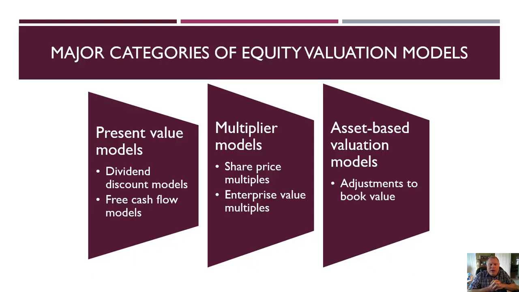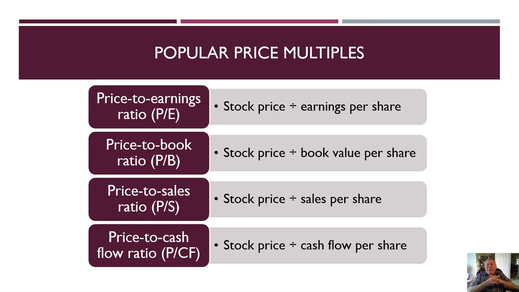We talked about the major categories of equity valuation models, and in part 1, we talked about present value models. In this section, we're going to talk about multiplier models and asset-based valuation models. Some of the popular price multiples that we can use to determine value are price to earnings, the PE ratio. That is probably the most common one. It does depend on the industry in which you're doing business. It can be price to book, price to sales, price to cash flow. That's an interesting one. It's sort of a blend of earnings, but also taking into account the quality of the financial statements, and the real underlying purpose is to generate cash.